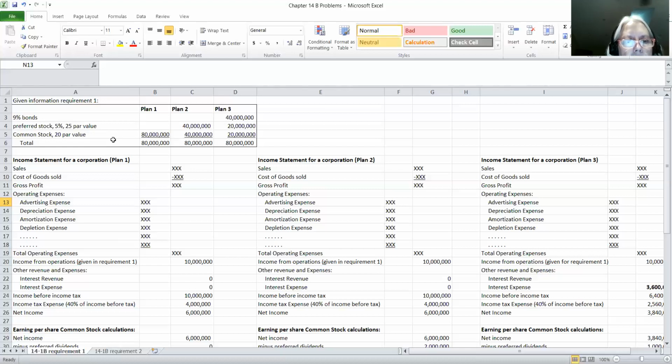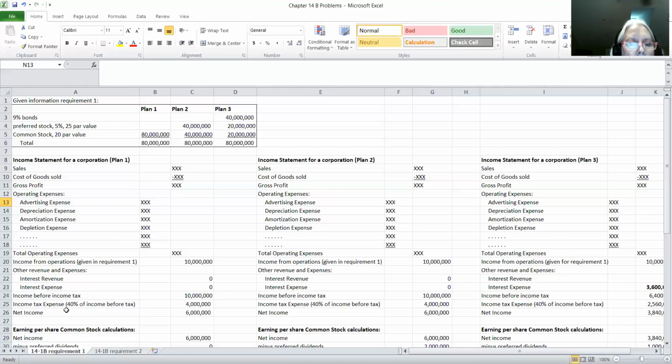Now, in the given information for this problem, for requirement number 1, they're telling you that the income before income taxes and bond interest is $10 million. Because we're not issuing any bonds at all, we don't have any bond interest to calculate. So that means that the income before income tax is going to be $10 million.